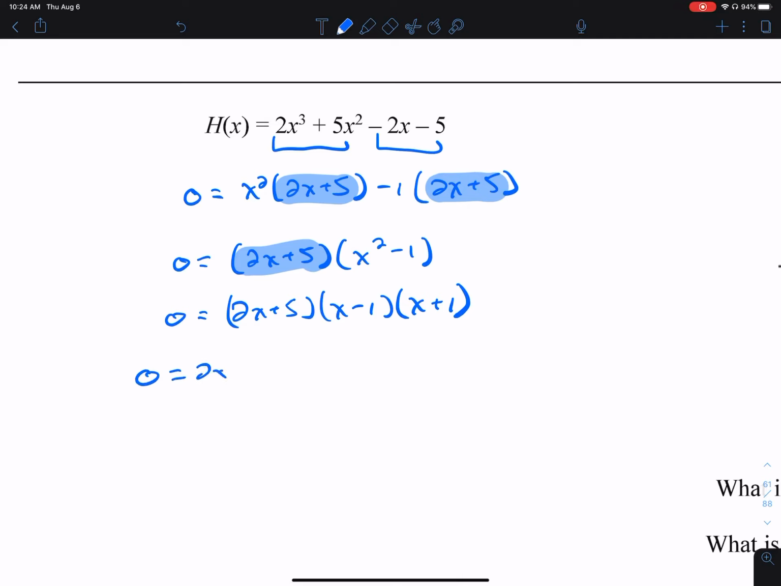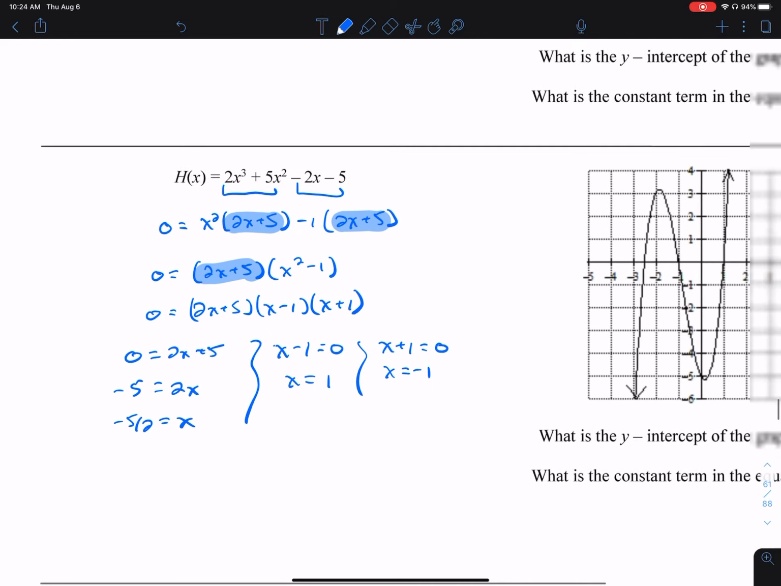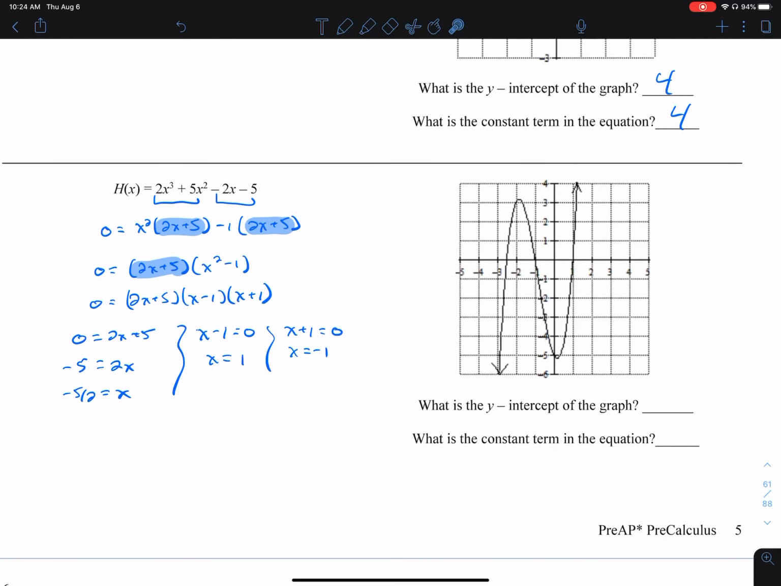Set each factor equal to 0, and we solve each of these little fellas. So we are thinking, if we look at this graph over here on the right, we're going to have x-intercepts of negative 2.5, which is negative 5 over 2, negative 1, and positive 1. These are solutions one time, an odd number, and in each case, it's crossing the x-axis.